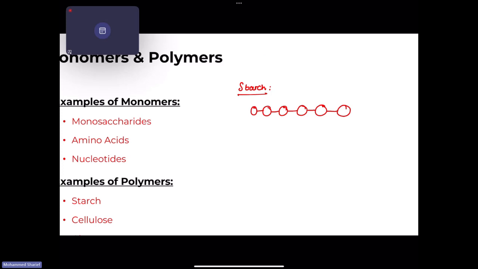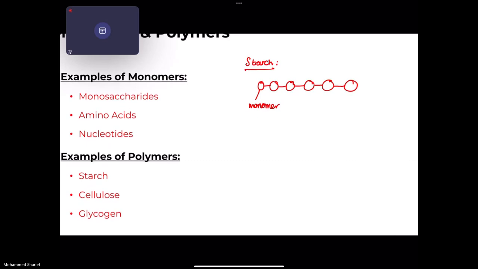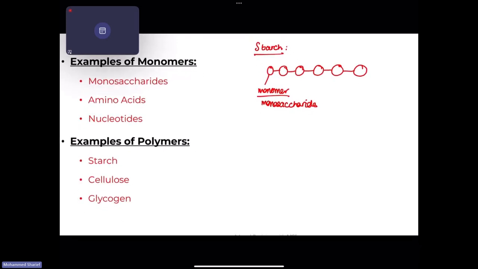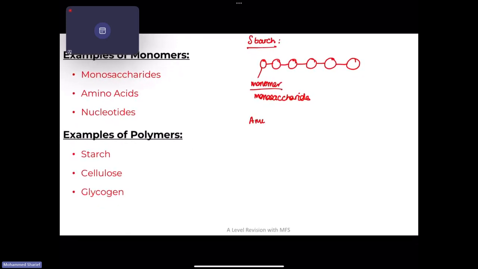Okay, now each individual one of these will have a monomer. So these are each individual monomers, and each of these monomers will have a name. So this is a monosaccharide, because starch is a carbohydrate. Okay, now if I was to model amino acids, for example, amino acids are monomers. Amino acids might be square shaped.